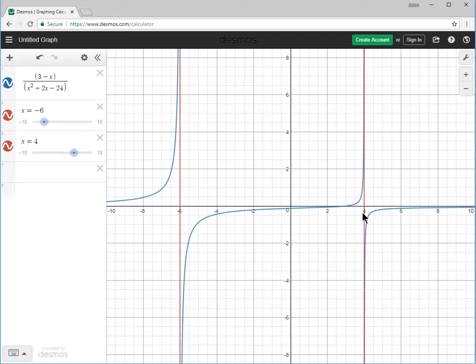The graph will never cross a vertical asymptote. It'll get right up next to it, as close as it possibly can get, but it will never touch a vertical asymptote. Okay guys, that is vertical asymptotes.